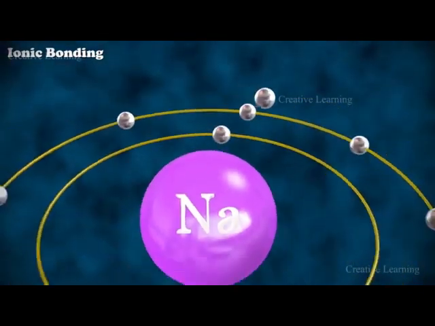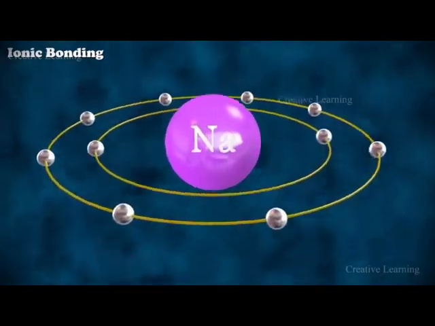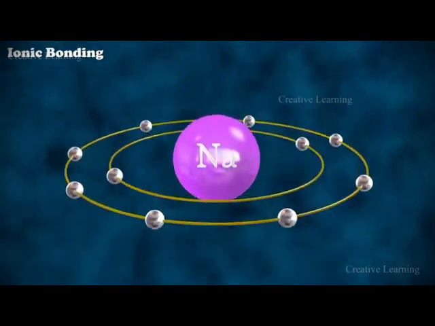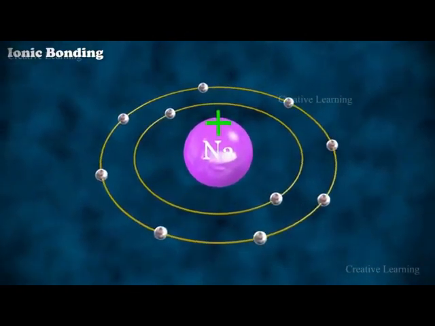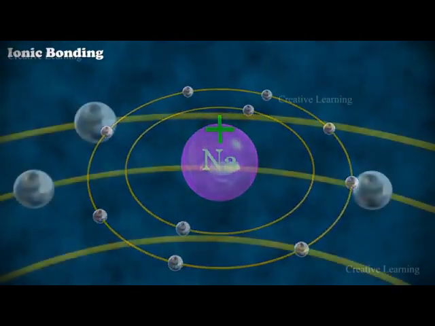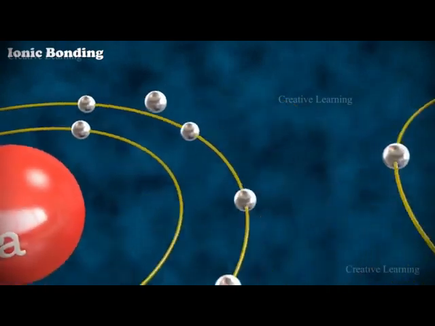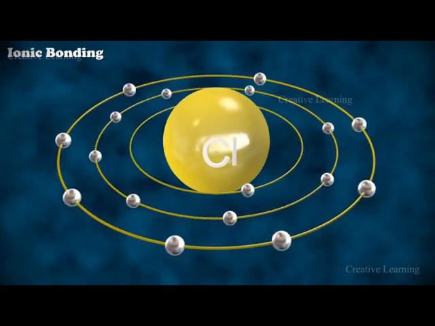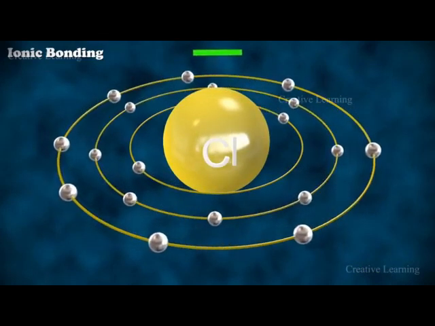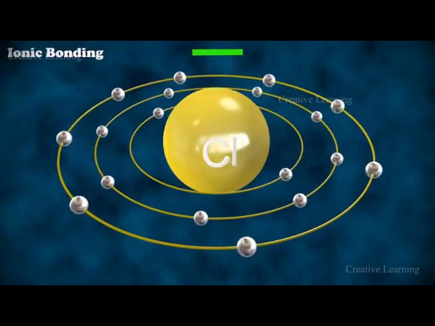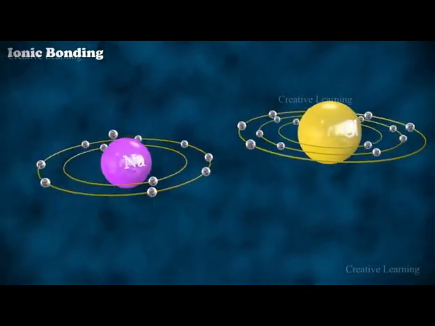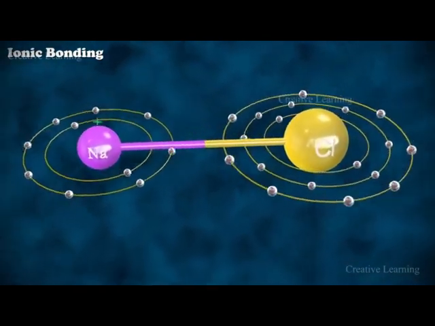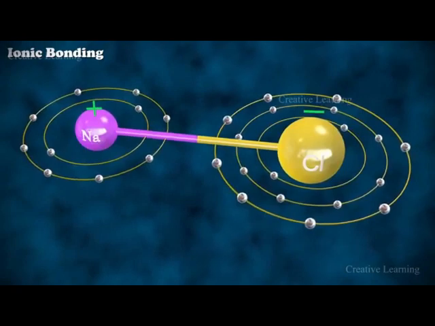Thus, the sodium atom donates its valence electron to achieve stable octet configuration. This creates a positively charged cation due to the loss of an electron. The chlorine atom receives one electron to achieve its stable octet configuration. This creates a negatively charged anion due to the addition of one electron. The sodium ions and chloride ions are held together by strong electrostatic attraction between the positive and negative charges.